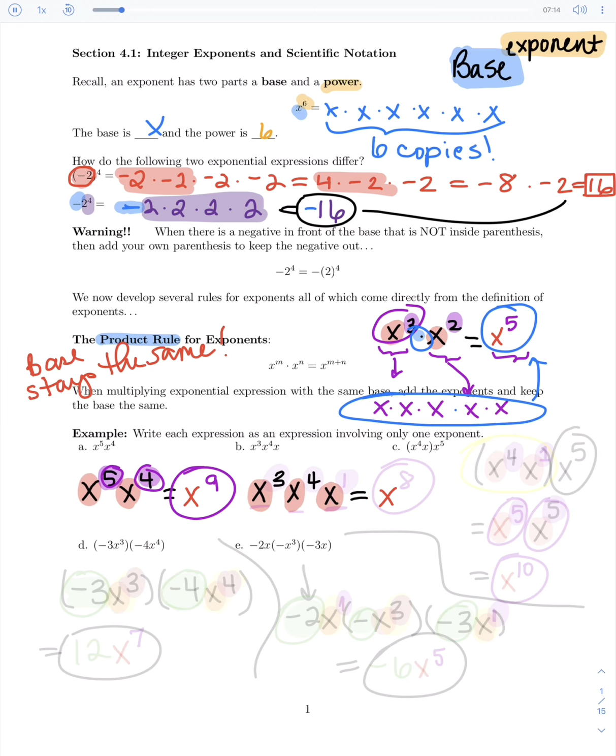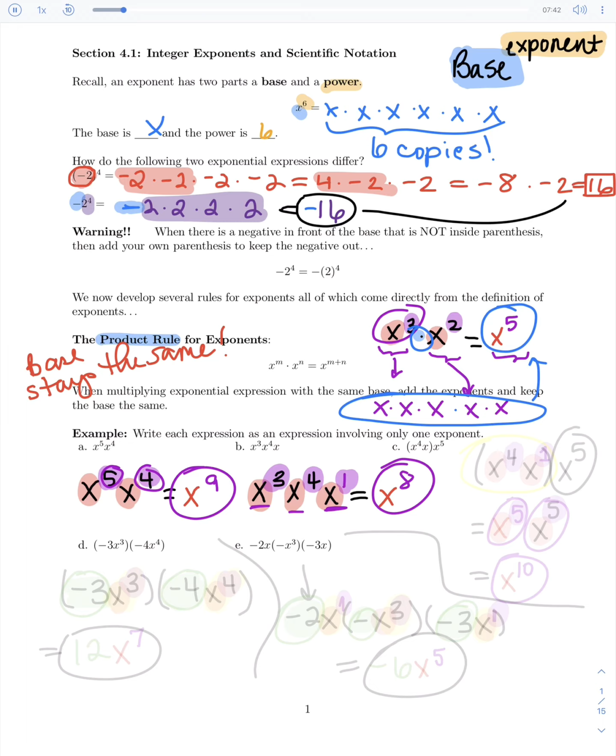Well, let's count up all our x's. Well, we've got 3 x's, plus 4 more, so we've got 7, and we don't see a number there, but remember there's always a hidden 1, so I have 3 plus 4 is 7, plus 1 more is 8. So I've got 3 x's, then 4 more, 7, plus 1 more is 8, and that's my final answer.